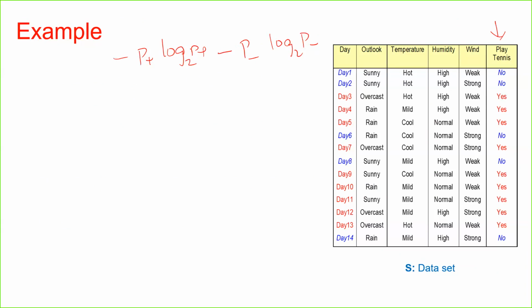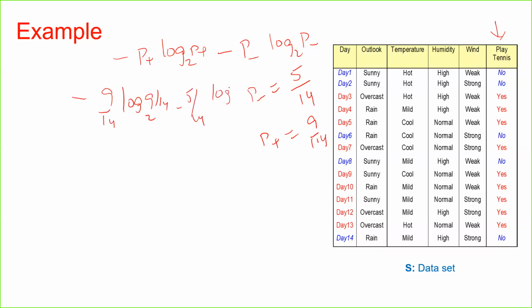What is the fraction of positive? Fraction of negative is 5 by 14. Fraction of positive is 9 by 14. So what is the entropy value? Minus 9 by 14 log 9 by 14 base 2 minus 5 by 14 log 5 by 14.